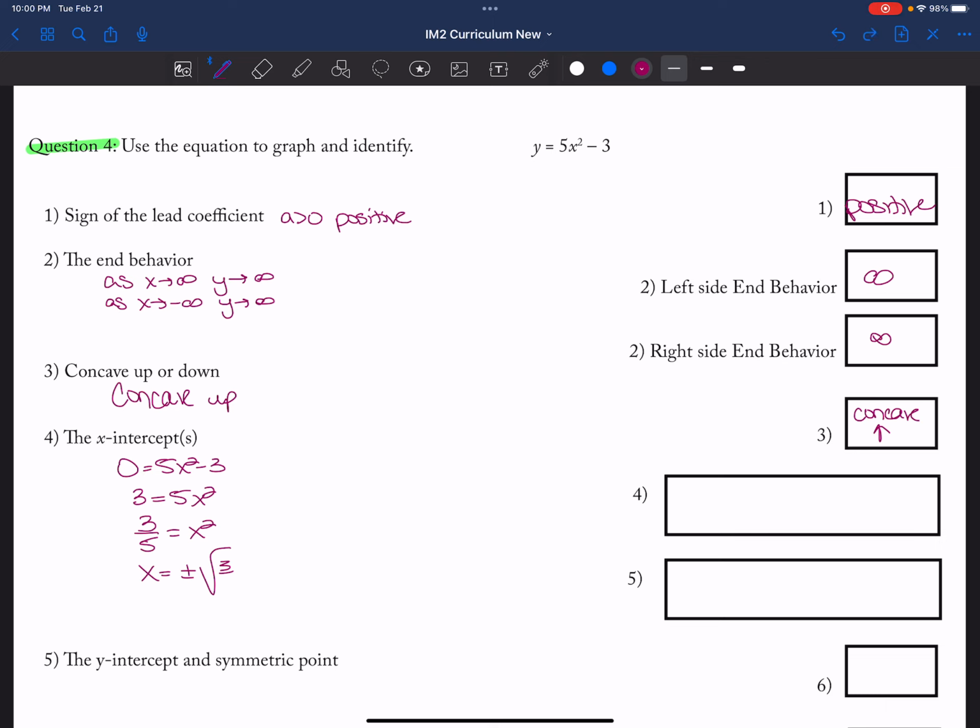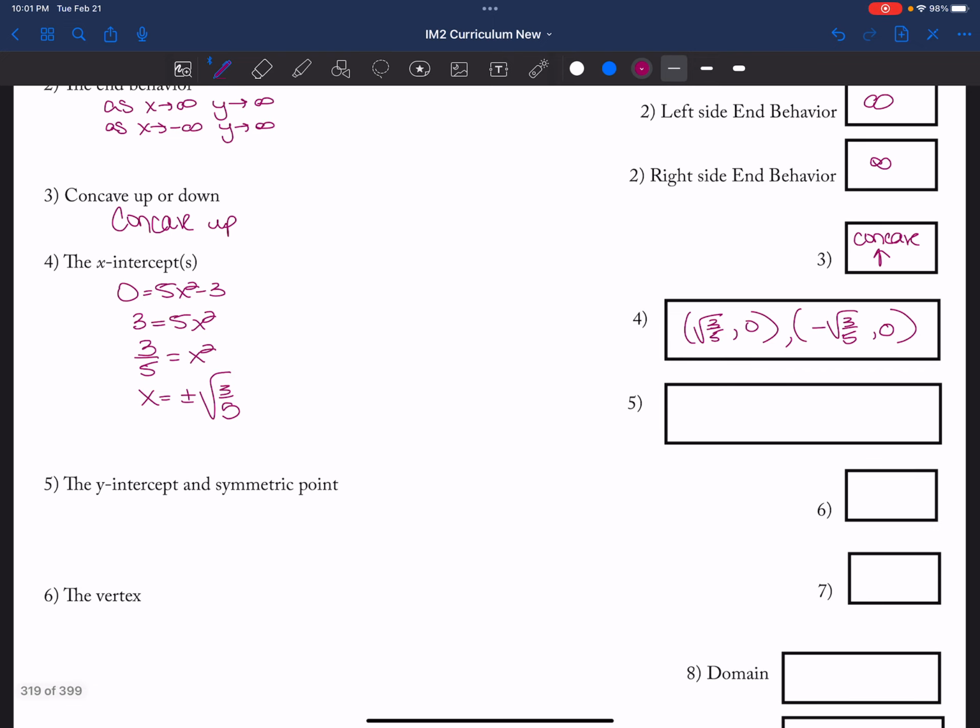Oops. So that means square root of 3/5, comma 0, and then negative root 3 over 5, comma 0. My y-intercept is, just kidding, 5 times 0 squared minus 3, which is negative 3. So my y-intercept is 0, comma negative 3.